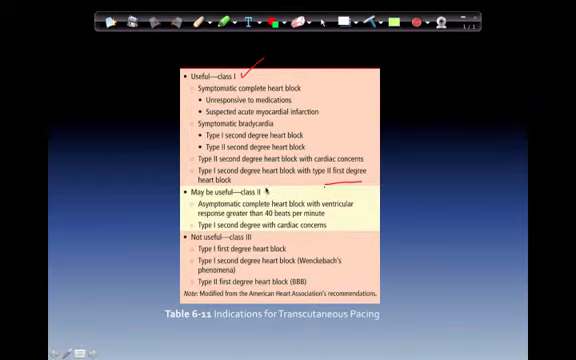It may be useful as well in class 2s. Asymptomatic complete heart block with ventricular response greater than 40 beats per minute. A type 1 second degree with cardiac concerns as well. Not useful in first degree AV blocks. A type 1 second degree AV block or Wenckebach block. A type 2 first degree AV block with the bundle branch block.